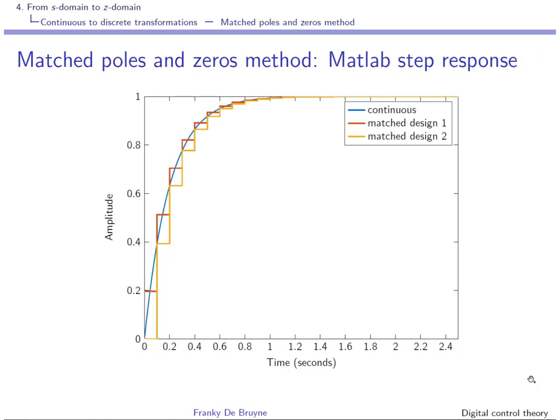Here you can see the step responses in blue, the continuous time step response of the original system, and in orange and lighter orange the discrete time step responses of the two matched designs. The second design introduces a delay of 1 as expected, and in this case it also coincides with the ZOH equivalent discrete time system, or the step invariant approximate description of the system. This is why they coincide at the sampling instants.